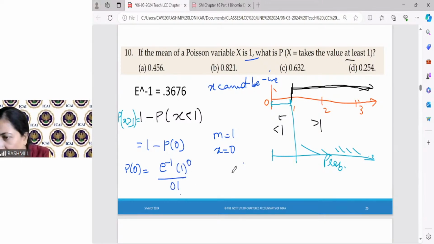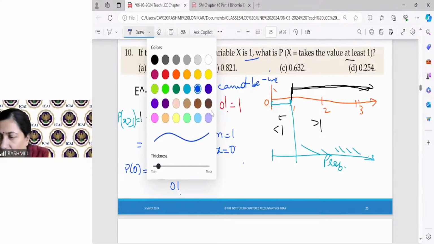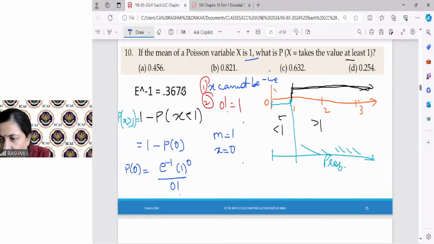Again, one very important thing, this is the first important thing. The second important thing is 0 factorial is always equal to 1. Therefore e raised to minus 1 is 0.3676. 1 raised to 0, always remember a raised to 0 is always equal to 1, so this is into 1. 0 factorial is also 1. So the answer is 0.3676.